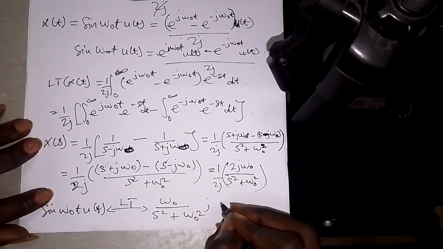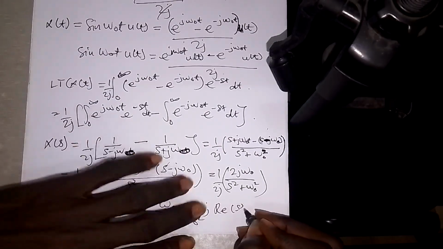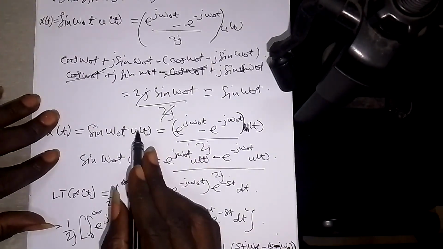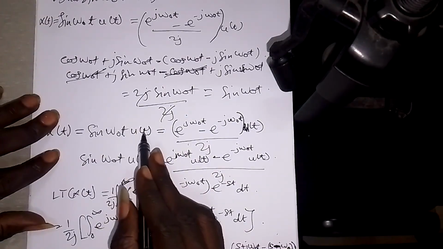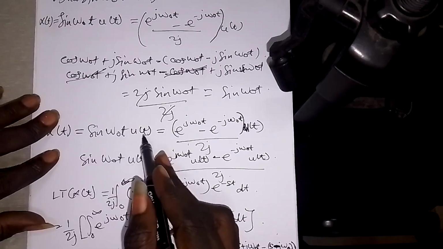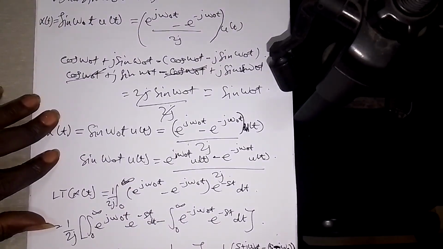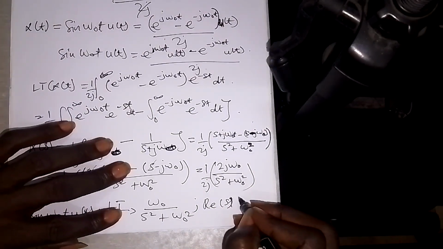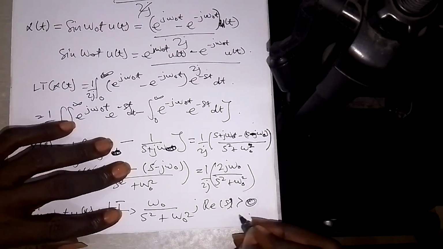And then what is the ROC? The ROC is such that real of s is greater than what? See that the function is sine omega naught t u of t. The t is positive, t is greater than or equal to 0, so the signal is occurring on the positive side of 0. That means real of s is greater than 0.